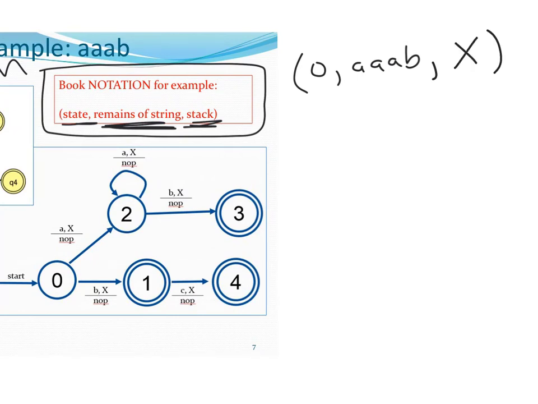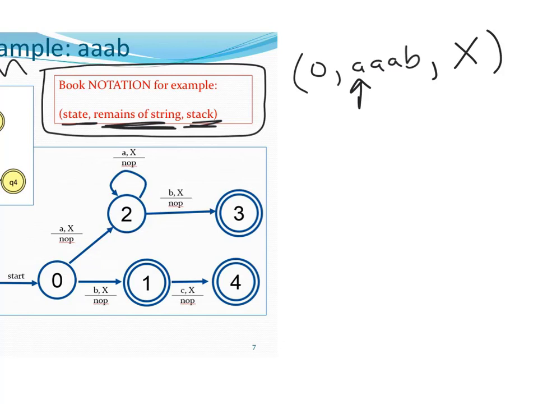How do I know there's an X on the stack? Because there's always an X on the stack when we start. The empty stack is symbolized by having an X. So we see this first letter A, and we look at our NFA and ask, where can I go? There are two possible options here. One is if I see the letter B, which isn't going to work. The other is if I see the letter A, and that's good.